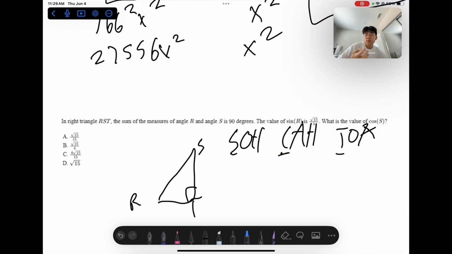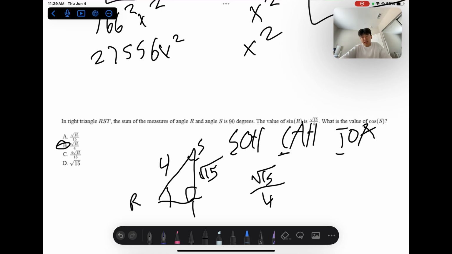So with this new knowledge, let's try to solve this problem. We know that the sine of R, what's sine? Sine is opposite over hypotenuse. So first, opposite, okay, root 15 over hypotenuse. And we're trying to find cosine S. What's cosine? That's adjacent over hypotenuse. Adjacent, that's root 15 over hypotenuse, which is 4. So that's how you get your answer of root 15 over 4.